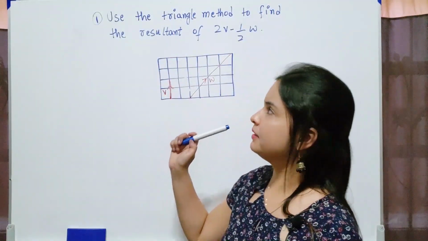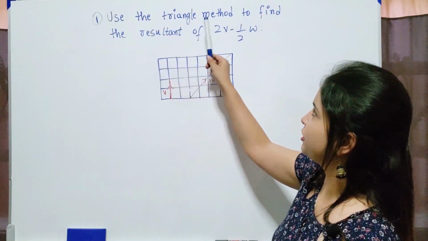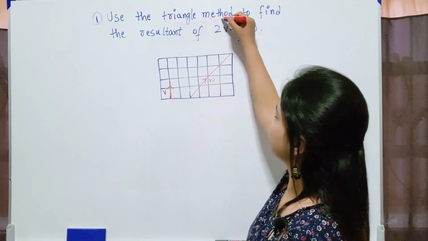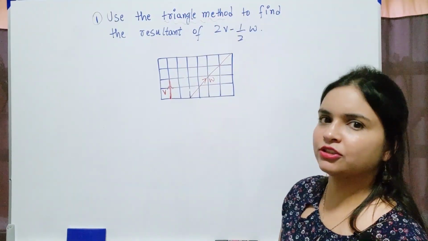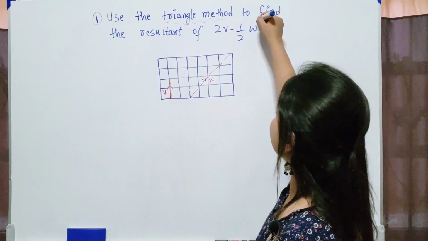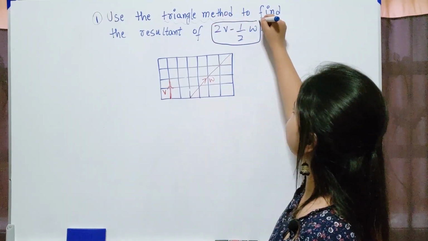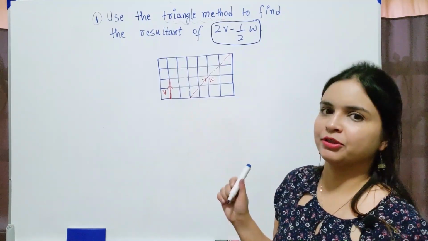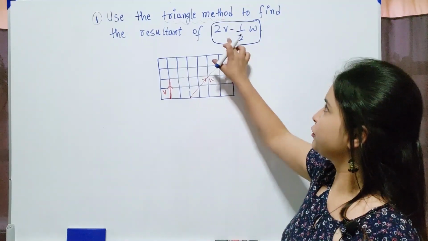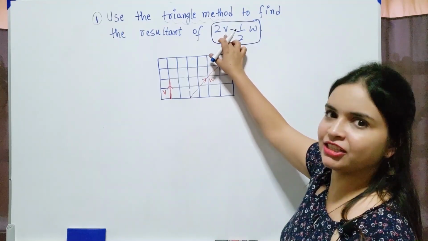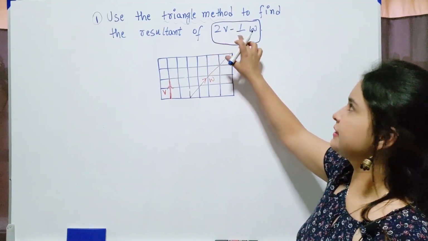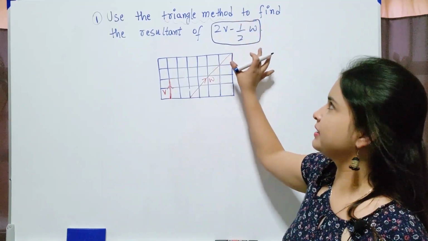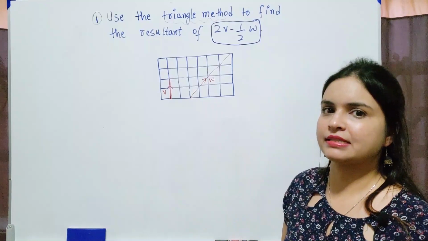In this example, the question says use the triangle method. I have to use triangle method to find the resultant of 2V minus half of W. And these are my two vectors, V and W. So I have to find the scalar multiplication of 2V and minus half of W. Then I have to use triangle method to find the resultant of this. Let's start.